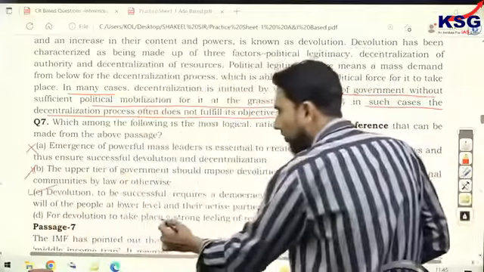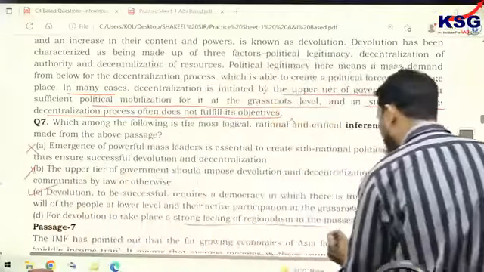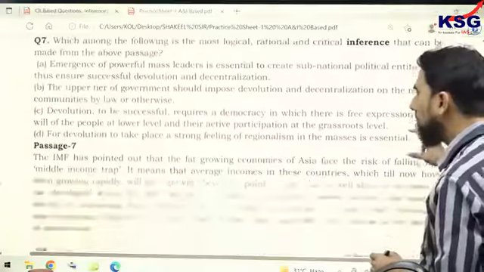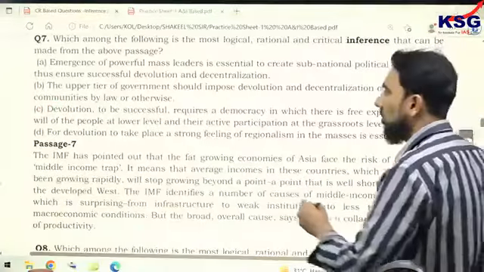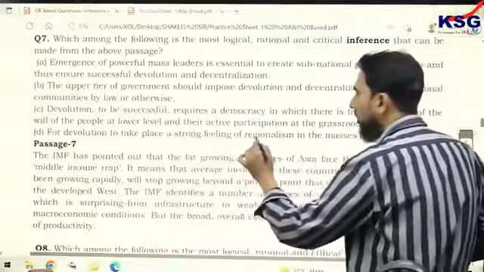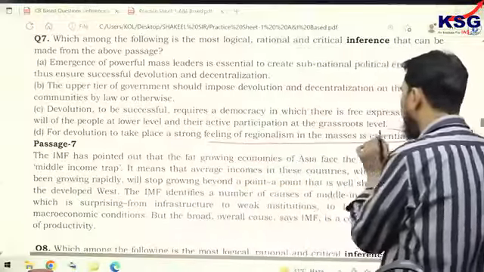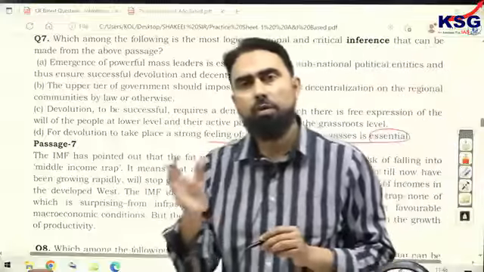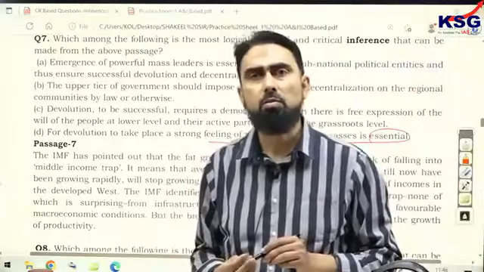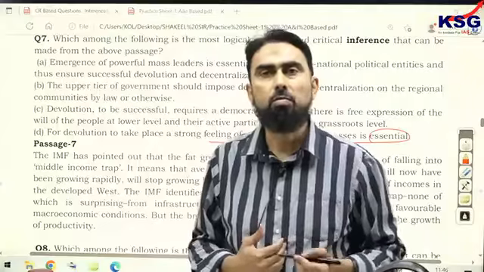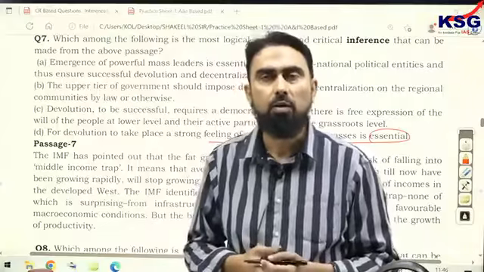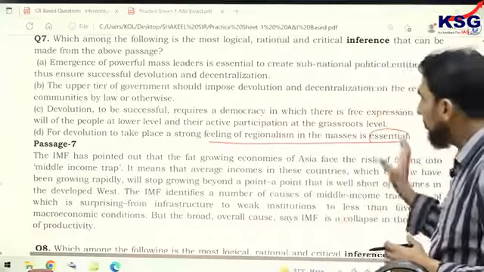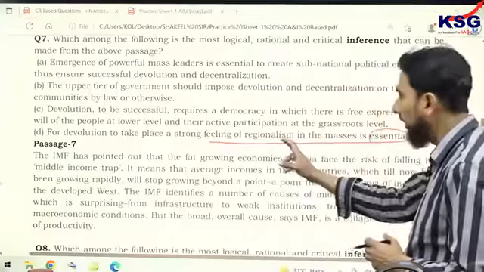Option D says for devolution to take place, a strong feeling of regionalism in the masses is essential. Again, the examiner is playing with words. Feeling of regionalism may have a different or even a negative connotation, that you are from this region, not from my region, so there should be partiality. This is the kind of feeling we get from this.